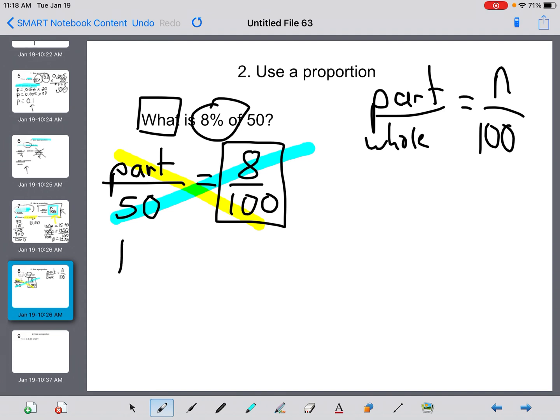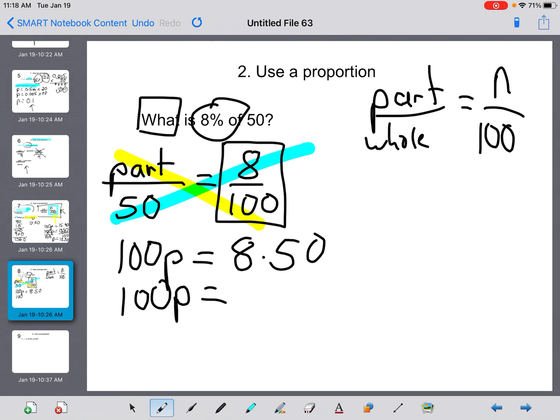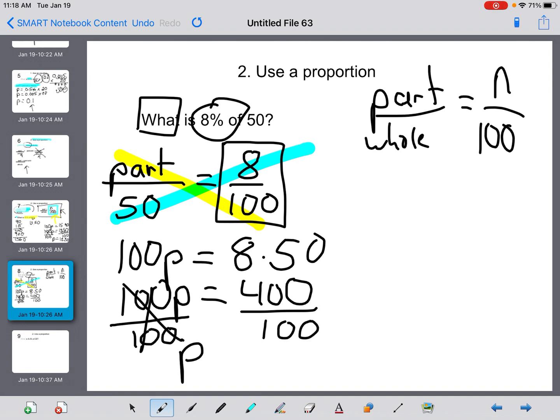All right, so I get 100p equals 8 times 50. Then I'm going to simplify. 100p equals, well, 8 times 50. I can do in my head: 8 times 5 is 40, and then add the 0. So I get 400. Then again, I ask myself what's happening to that letter p. It's being multiplied by 100. Do the opposite and divide. What you do to one side, you must do to the other. That cancels out, and p equals 4.